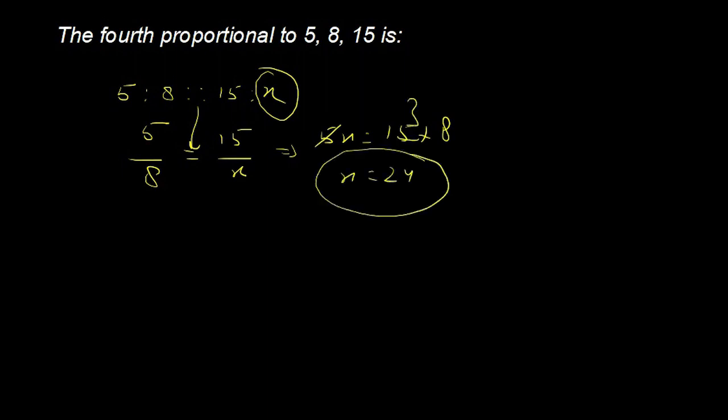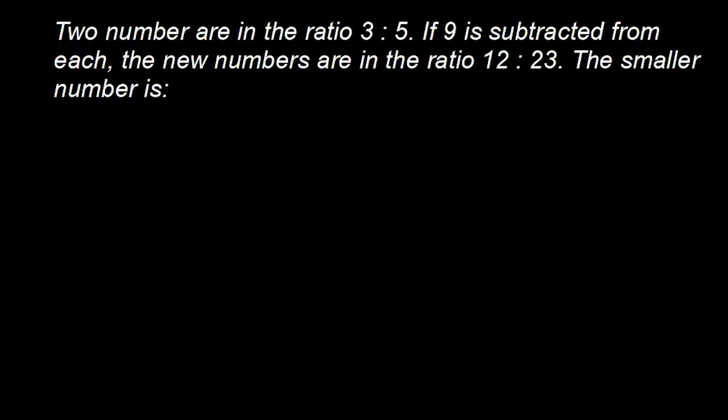In this type of problem you can also do it like this: 5 now becomes 15. So by what quantity should it be multiplied? It becomes 15 by 3, so by what quantity should 3 be multiplied to get this? 8 threes are 24. So again you can do this, and the value of x is going to be 24. Okay, two numbers are in the ratio 3 is to 5, or 3 ratio 5.